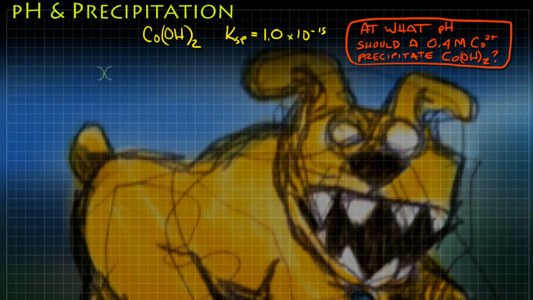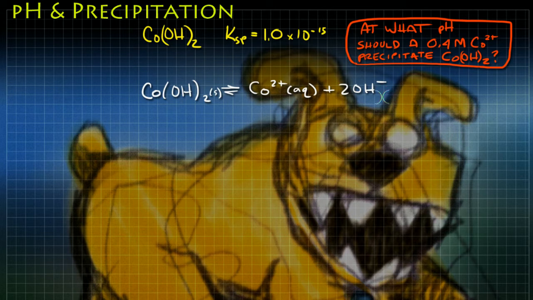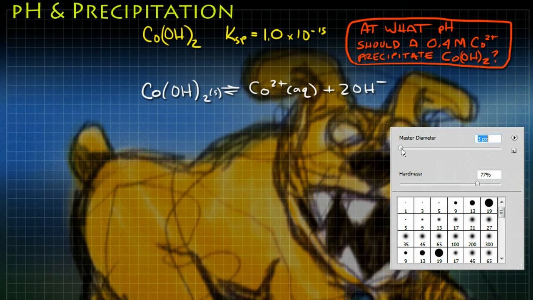Okay, so let's start out with the reaction. The reaction is just going to be this. The cobalt hydroxide, and the states matter, right? This is going to be an equilibrium reaction. We're starting with a solid because that's what we are concerned with here. And it's going to break up in a solution into cobalt 2 plus ions, aqueous, plus hydroxide ions, also aqueous. Let's be good about this and put the states in right now.